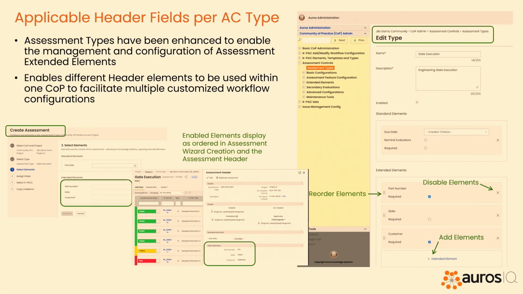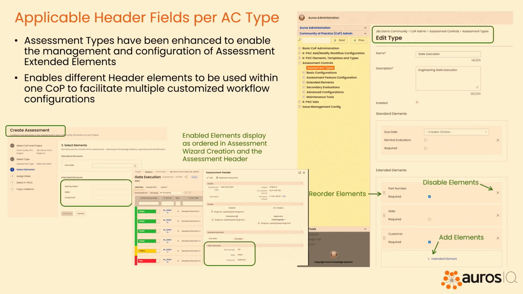So the very first thing is your applicable header fields per AC type. Basically, this is the ability to choose which assessment extended elements you want for each individual assessment type in your COP. So this is super helpful if you have a process level assessment and you have child assessments, and you have information you need on one assessment that you don't need on the other, and vice versa. This allows you to say, hey, put these applicable extended elements on this particular assessment type and don't put them on this other one, or add these ones that I didn't want on the other one.